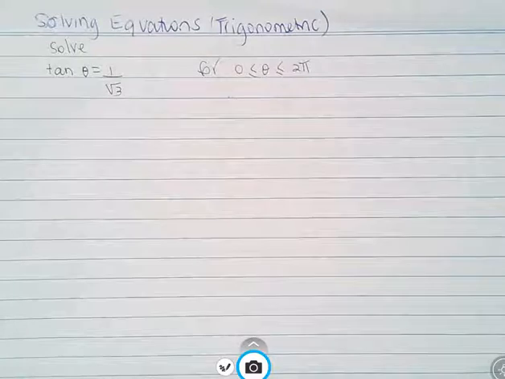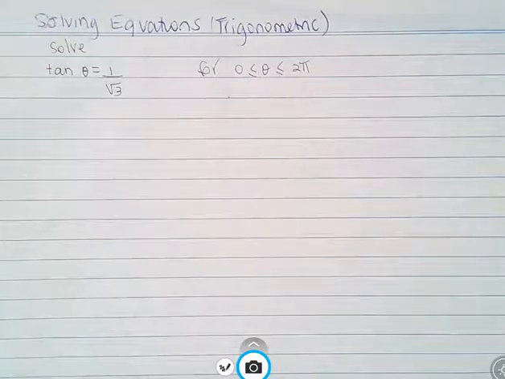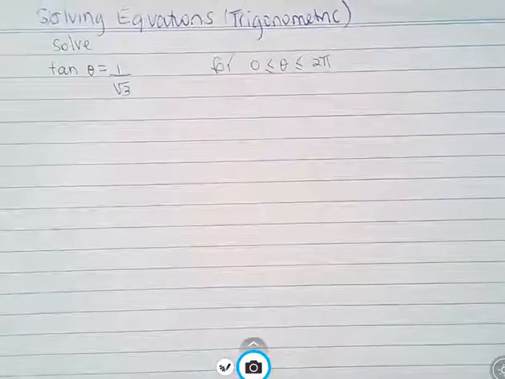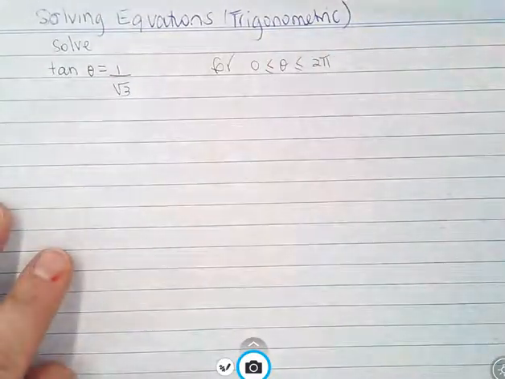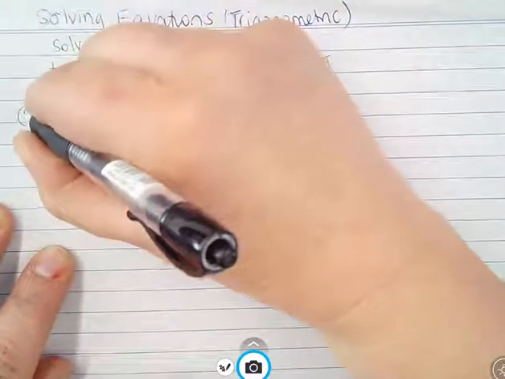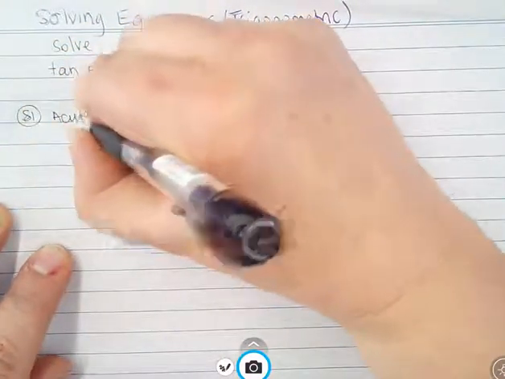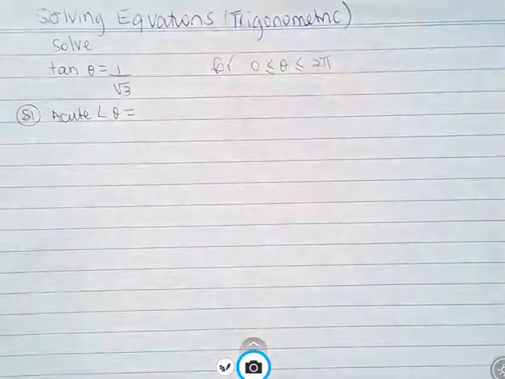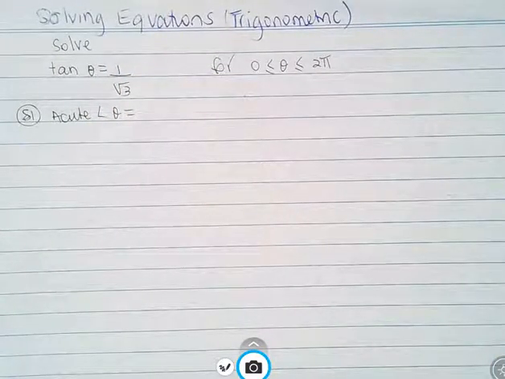There were 3 steps. Step 1, which quadrants? Yes, you can use the special triangle. So tan of what is root 3? First, step 1 was your acute angle theta. So tan of what is 1 on root 3? Is it 30? Is it 60? Is it 45?